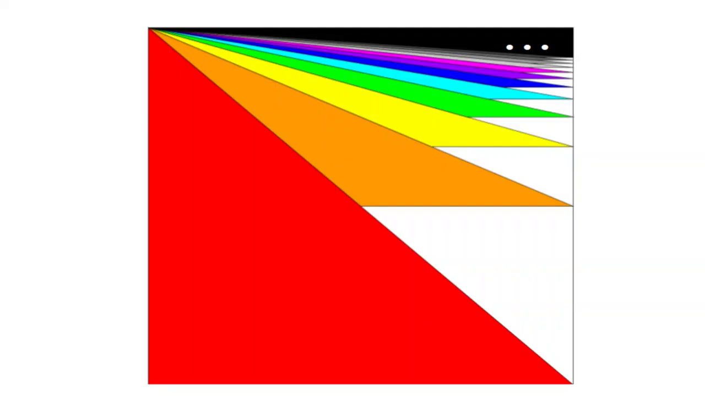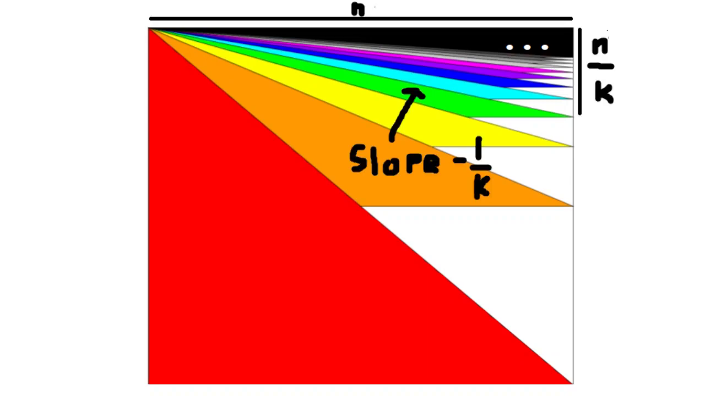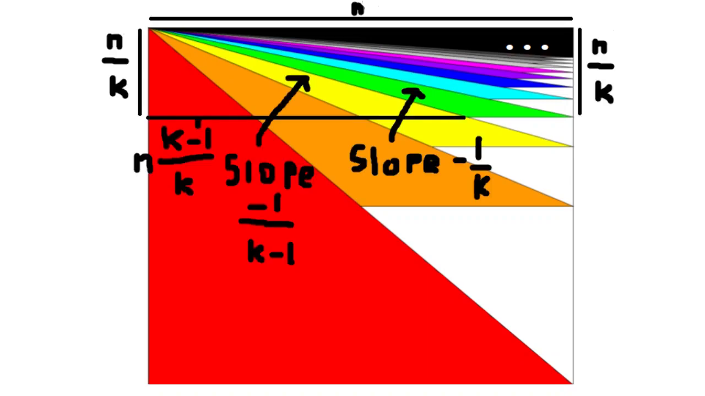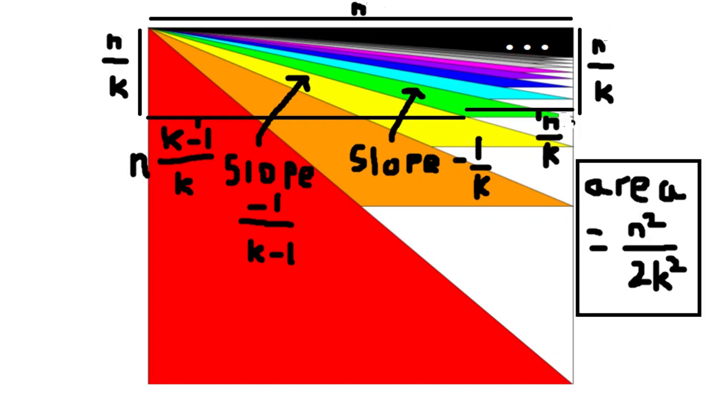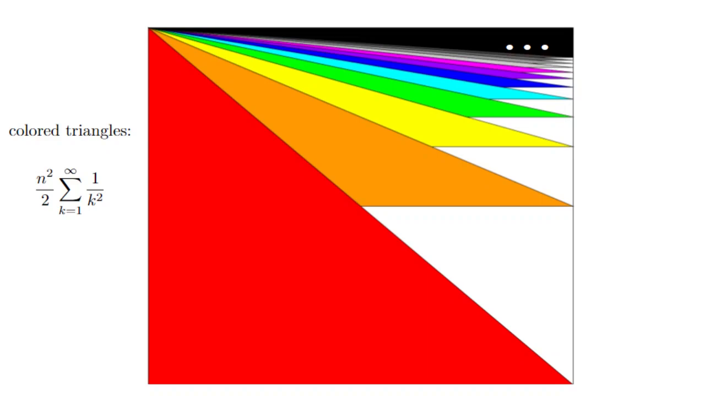We could find the area of these white triangles directly, but it's even simpler to note that the triangle representing the kth round has a base of length n squared over k, and a height of n squared over k, so its area is n squared over 2k squared. The total area of the colored triangles is then n squared over 2 times the sum of 1 over k squared from 1 to infinity. This is a very famous sum whose value turns out to be exactly pi squared over 6.